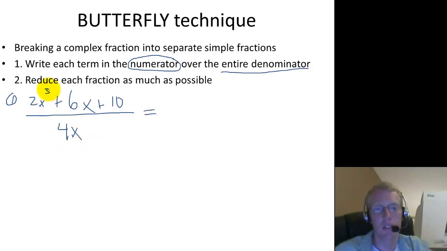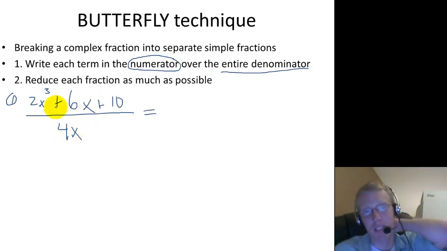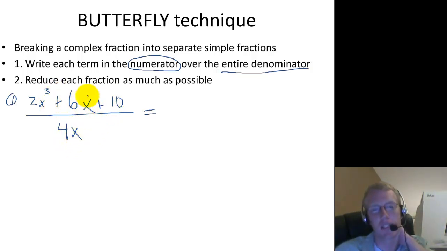This 2x cubed is being divided by 4x. This 6x is being divided by 4x, and the 10 is being divided by 4x. So I know a lot of times you might be tempted to cross off this x and this x and just cancel them out. But you can't do that.